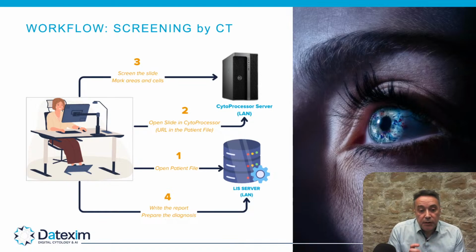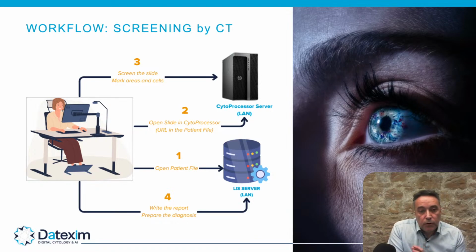Then they will use CytoProcessor and the AI results to screen the slide. And most importantly, their goal will be to mark the important areas for the pathologist to review them. So the goal of the cytotechnologist is to prepare the diagnosis, prepare the report in the LIS, and mark areas of interest and cells of interest for the pathologist to look at them. That's what we call the clue zone. The marked areas in our solution are called clue zones, and I will use this term on the following slide. So areas of interest are clue zones.